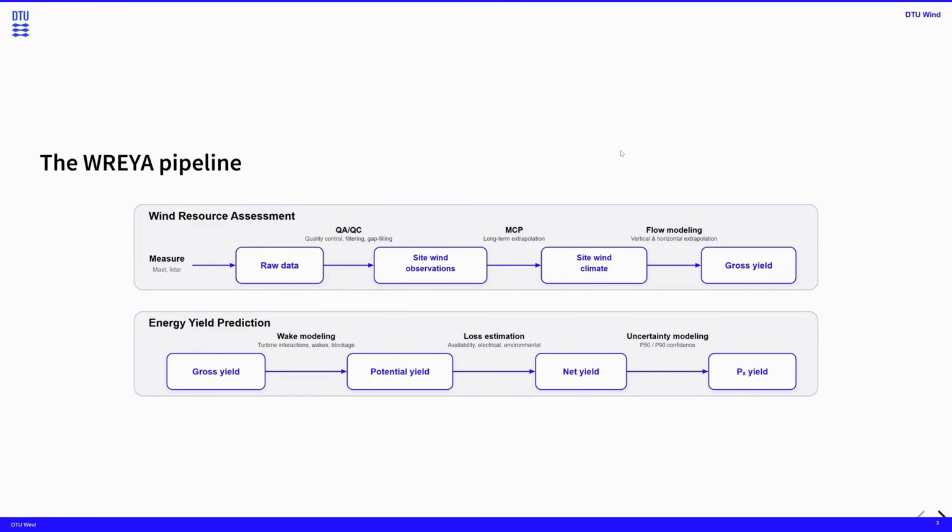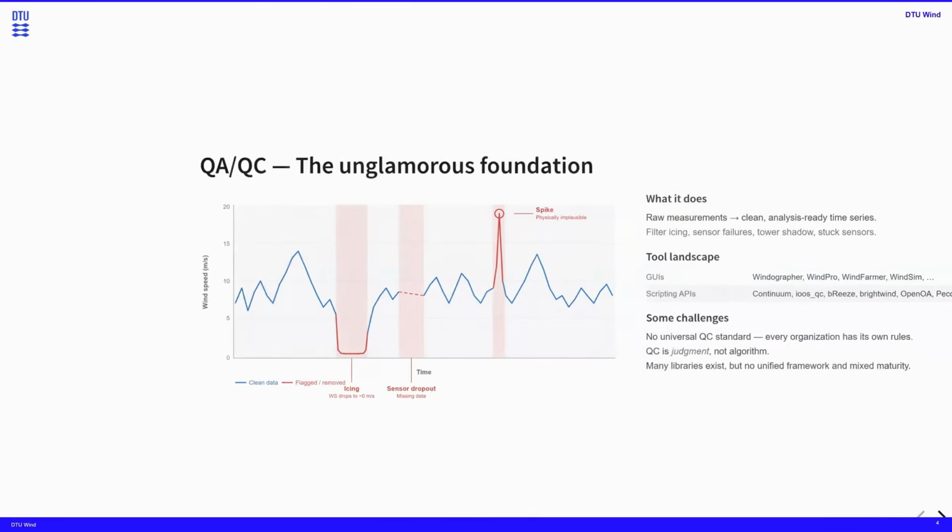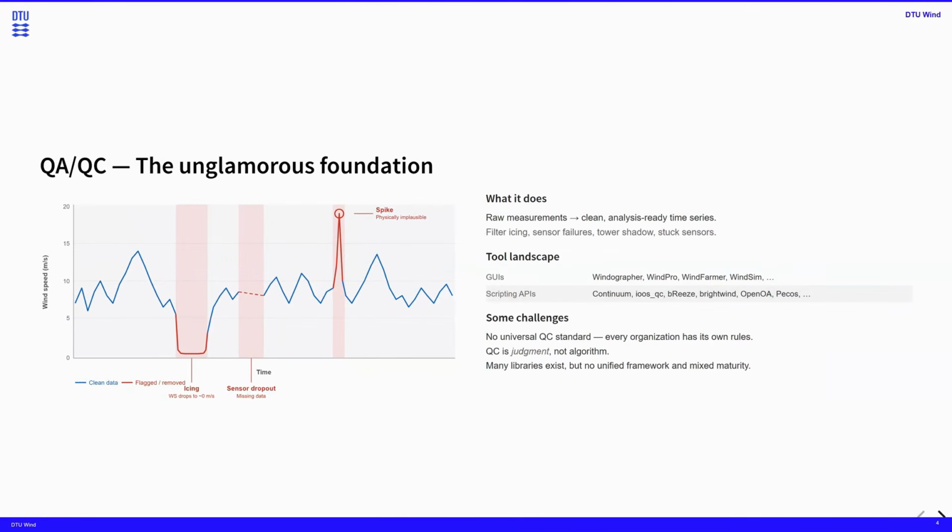Okay, so now I'm going to go through these different steps and try to talk about, from a programmatic or automation perspective, what's the current state and challenges of each of them. So if we start with the QA/QC step, what it does is we try to take the raw measurements and get clean, analysis-ready time series. So we want to filter out icing, failures, tower shadow, and stuck sensors, anything that isn't representative or is an artifact of the way we did our measurements.